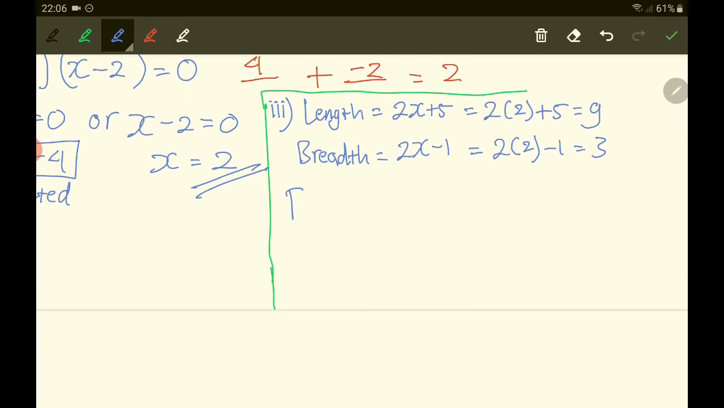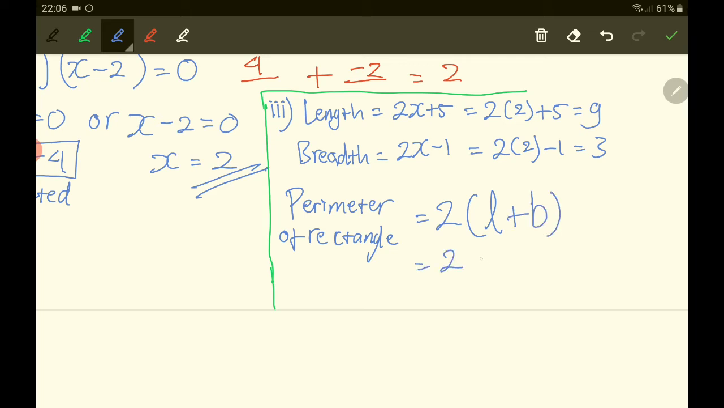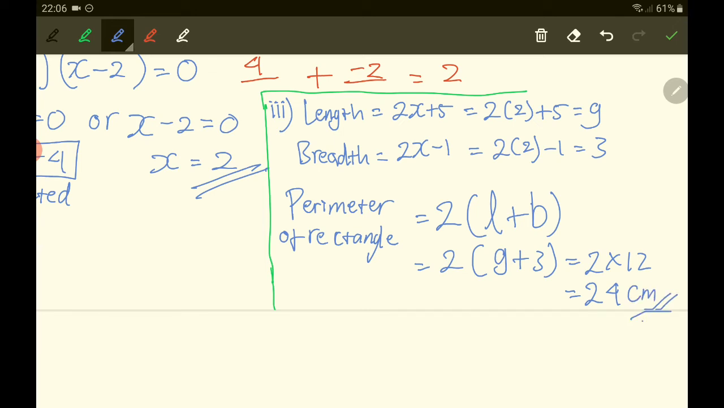So the perimeter of the rectangle is equal to 2 times length plus breadth. So this one, 2 times 9 plus 3. So 9 plus 3 is 12. So 2 times 12 is 24. 24 what? Centimeter. So this is the answer.